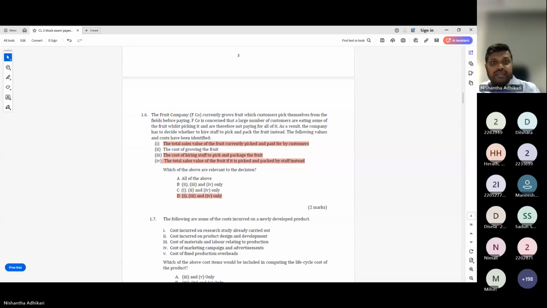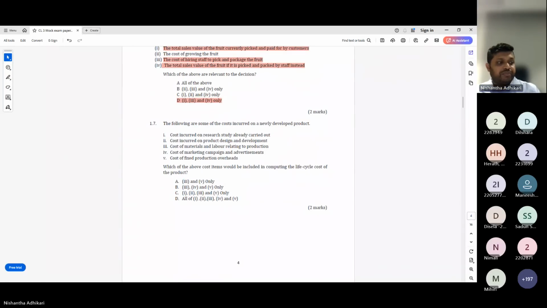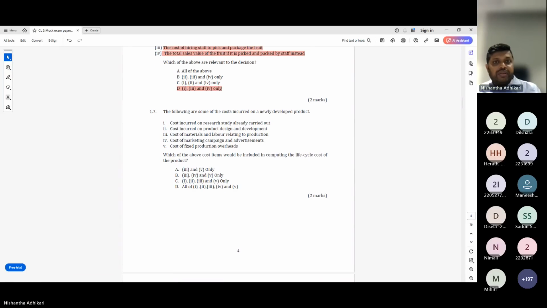Right. Then question number 7. The following are some of the costs incurred on a newly developed product. Which of the above cost items would be included in computing the life cycle cost of the product? What is the life cycle cost of the product? If the product has a shorter life cycle and they are operating in a highly competitive environment, the cost incurred over the life cycle will be considered when determining the cost of a unit.